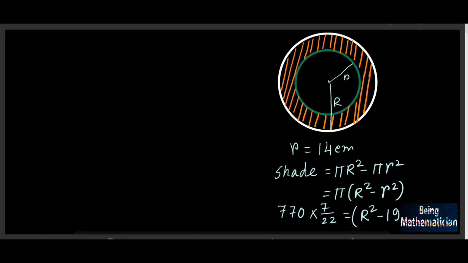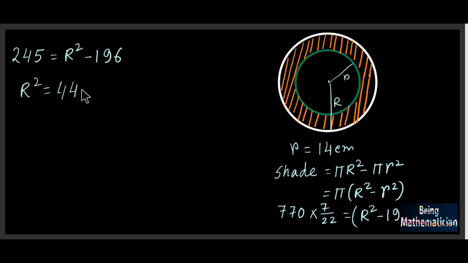Now it is 7 by 22 and small r is 14, so r square is 196. Now let's simplify this. We get, now 770 divided by 22, we get 35, and now 35 multiplied by 7 and it is 245. So 245 is equal to R square minus 196. Now R square is equal to 245 plus 196 and it is 441. Therefore R must be 21. We have to avoid the negative value of capital R, since capital R is the radius of outer circle.